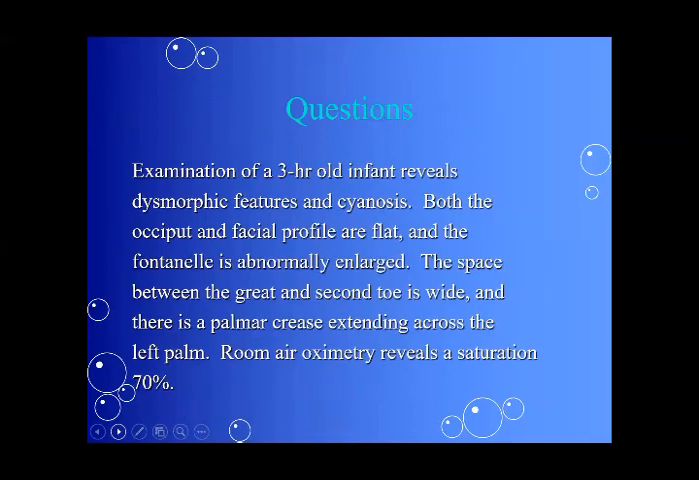Okay, this is a question, beta, try to answer it; you will have some idea from fourth year. On examination we had a 3-year-old infant who shows dysmorphic features and cyanosis. Both the occiput and the facial profile are flat, and the fontanelles are abnormally enlarged. The space between the great toe and the second toe is increased, and he has Mongolian facies basically. So what is the syndrome, with 70% saturation?